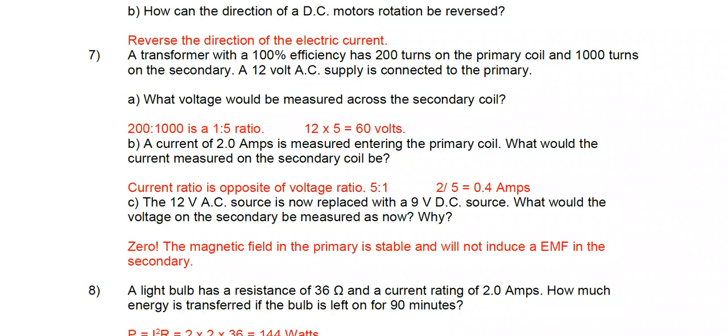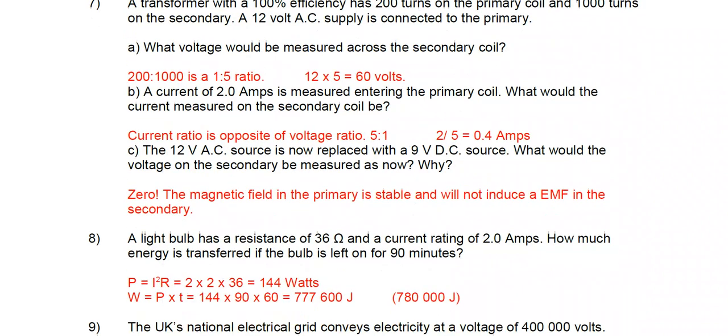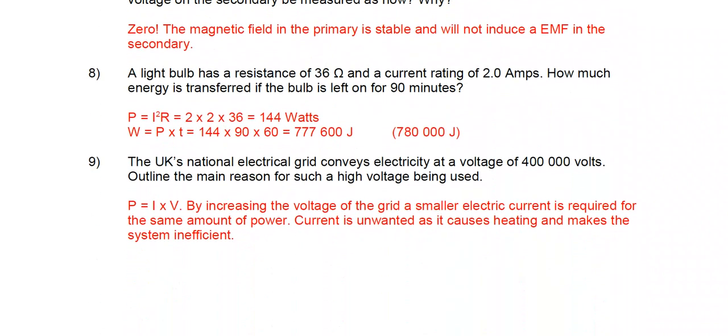The 12 volt AC source is now replaced with a 9 volt DC source. Hopefully you noticed that. What would the voltage on the secondary now be, and why? Well, it would be 0, because the magnetic field in the primary is now stable and it will not induce an EMF in the secondary. Remember, the magnetic field has to be changing in order to induce an EMF.